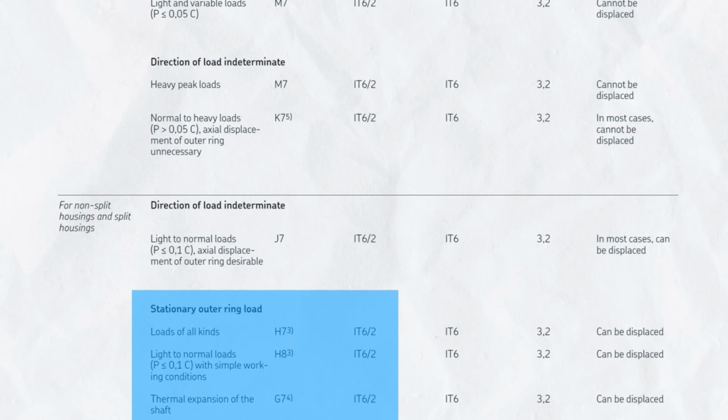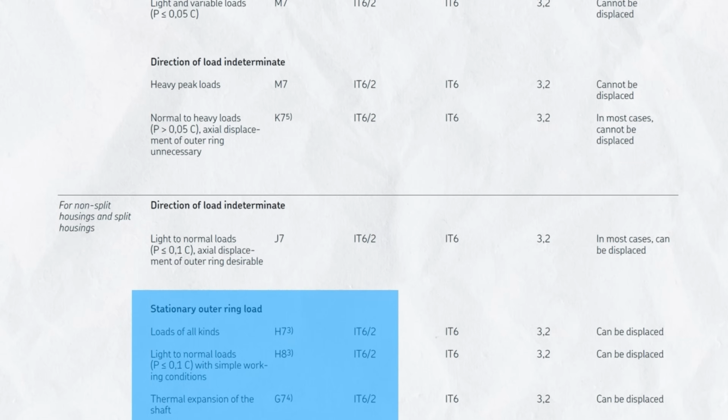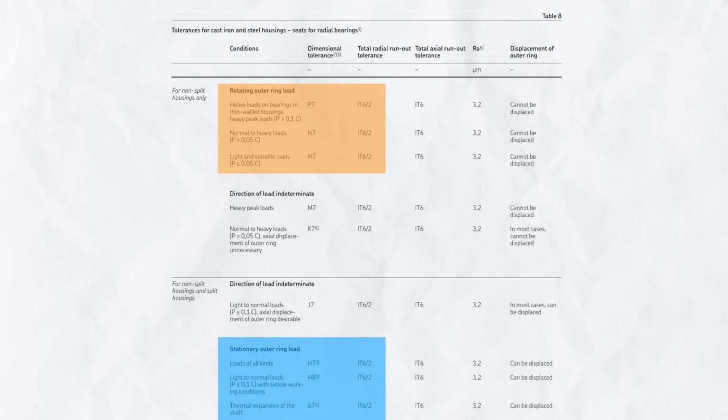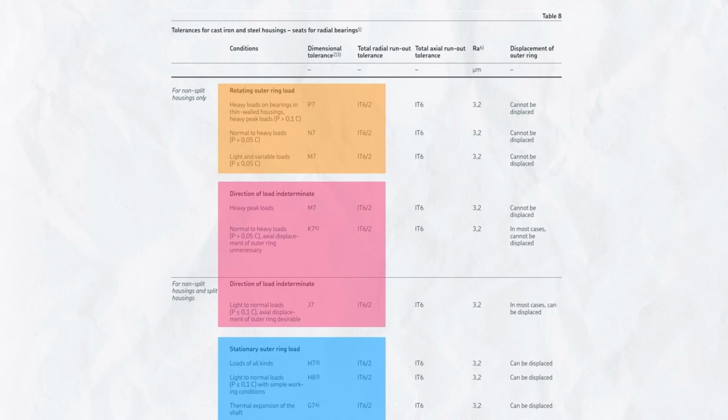Same for the outer ring. If the outer ring has no relative motion with the direction of load, choose from the bottom rows. If the outer ring has relative motion with the direction of the load, choose from the top rows. This is for the rotating load, and this is for when the direction of load is undefined, indeterminate. These are all interference fits. So let's understand it with an example.